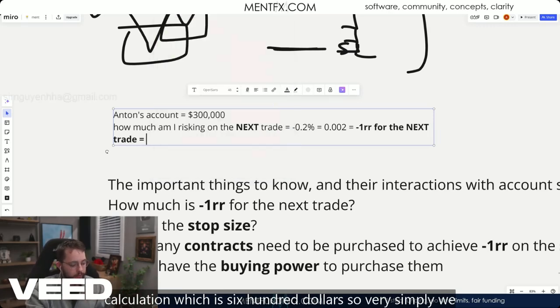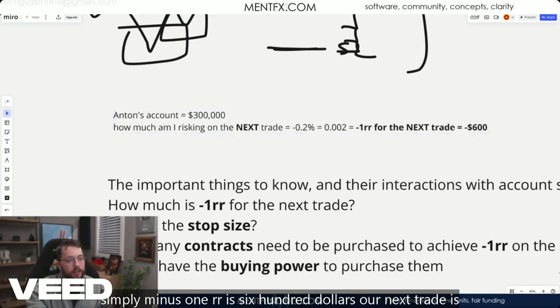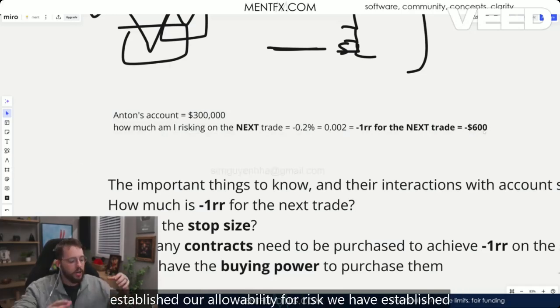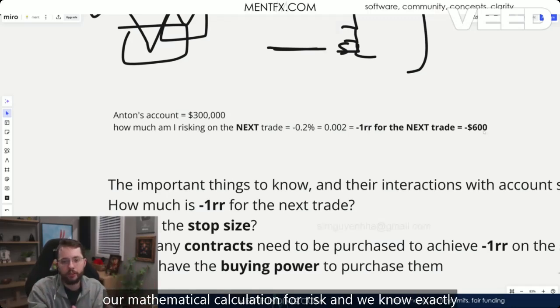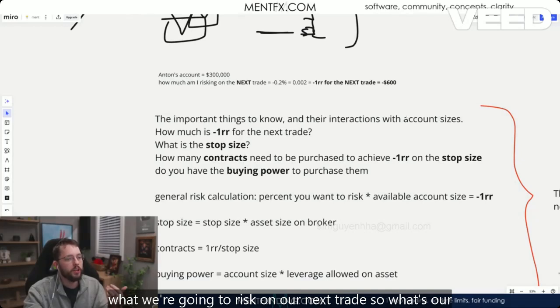So very simply, we want to risk $600 on our next trade. So very simply, minus 1 RR is $600. Our next trade is guaranteed at maximum to lose us $600. We have established our allowability for risk. We have established our mathematical calculation for risk, and we know exactly what we're going to risk on our next trade. So what's our next step?